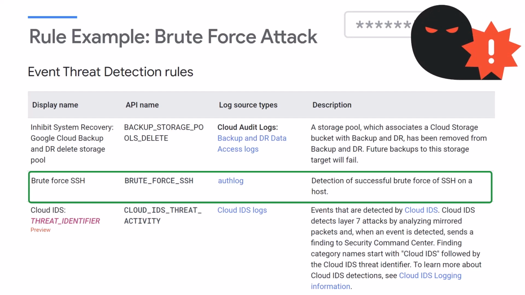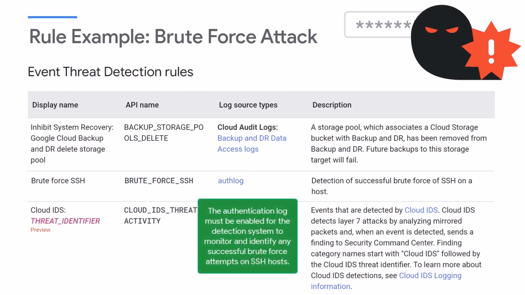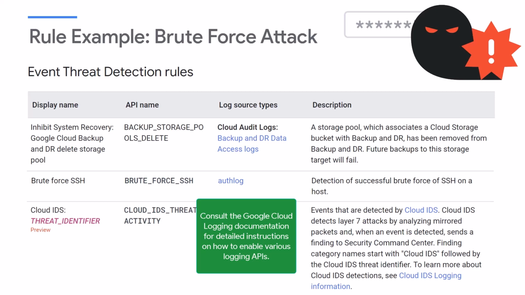To identify such an attack using Event Threat Detection, it's essential to first enable the authentication log, commonly referred to as the auth log. Enabling this log allows the detection system to monitor and identify any successful brute force attempts on SSH hosts. Please consult the Google Cloud logging documentation for detailed instructions on how to enable various logging APIs.